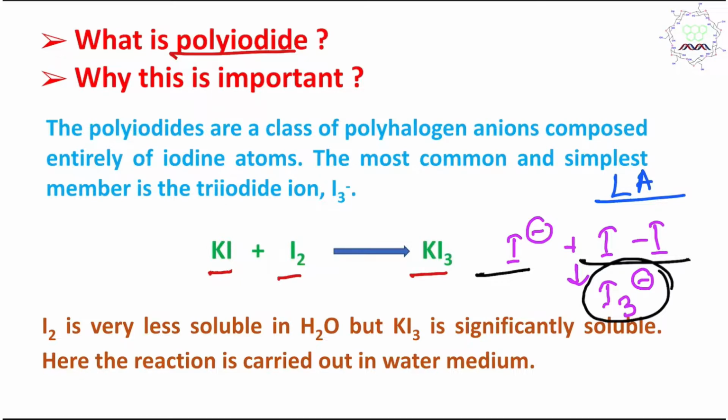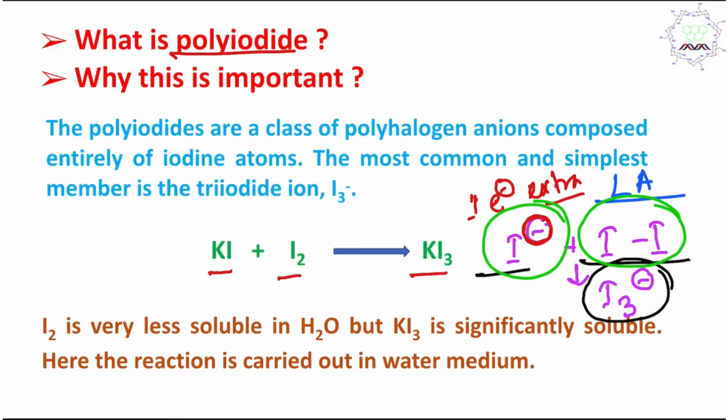And in this way, what is meant by I minus? One extra electron. Okay, this is the I minus. So that electron is not only delocalized on one iodine, it is also delocalized onto these two iodines too. So overall the negative charge is distributed over these three iodine atoms and gets stabilized.